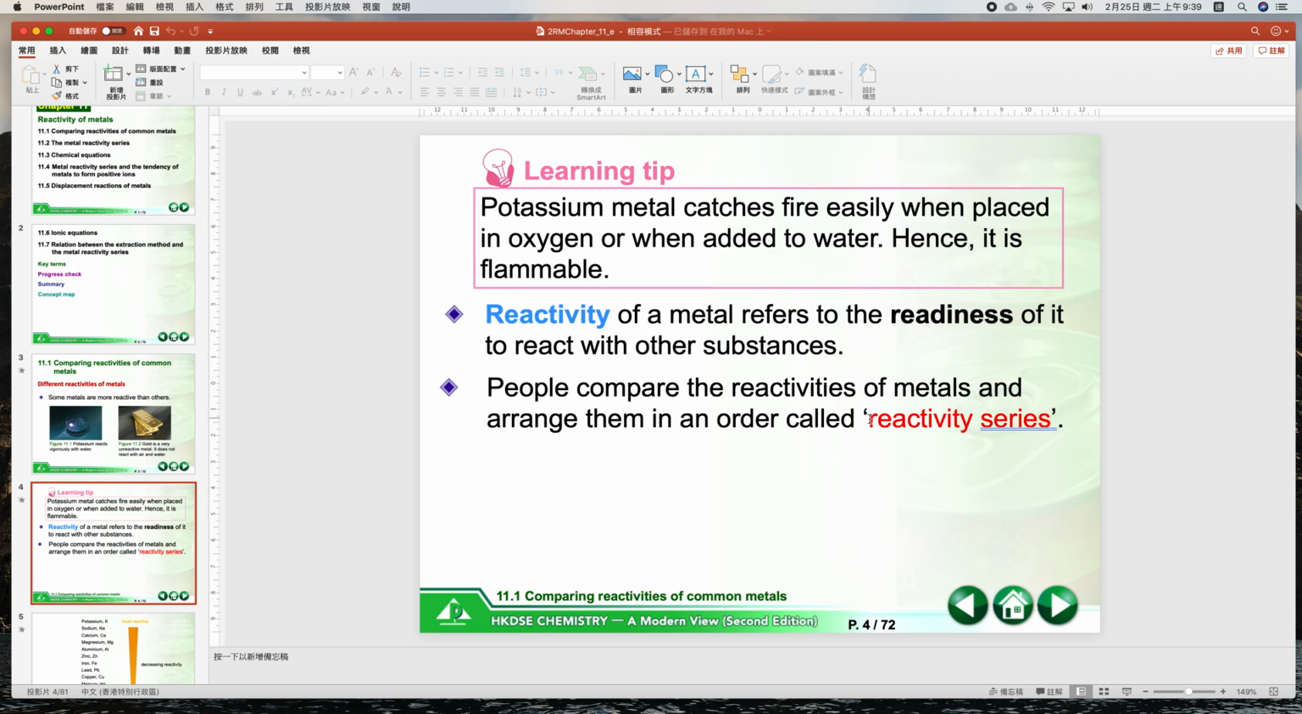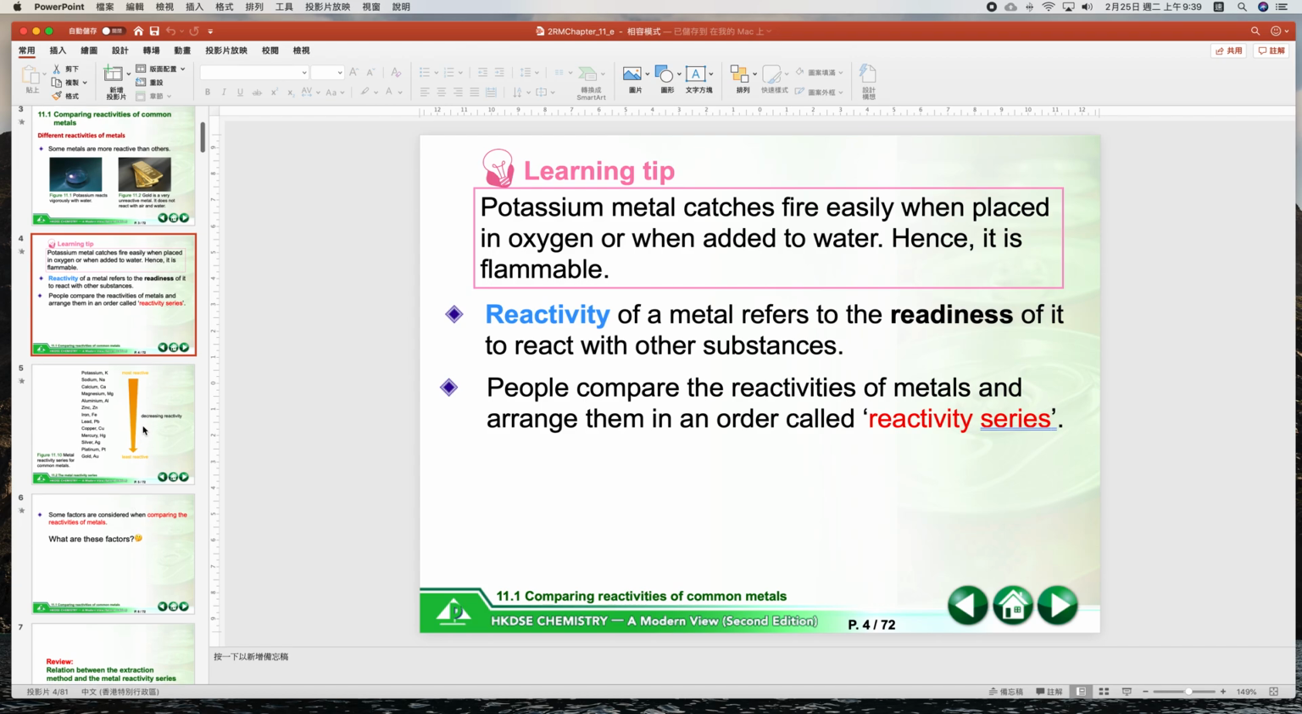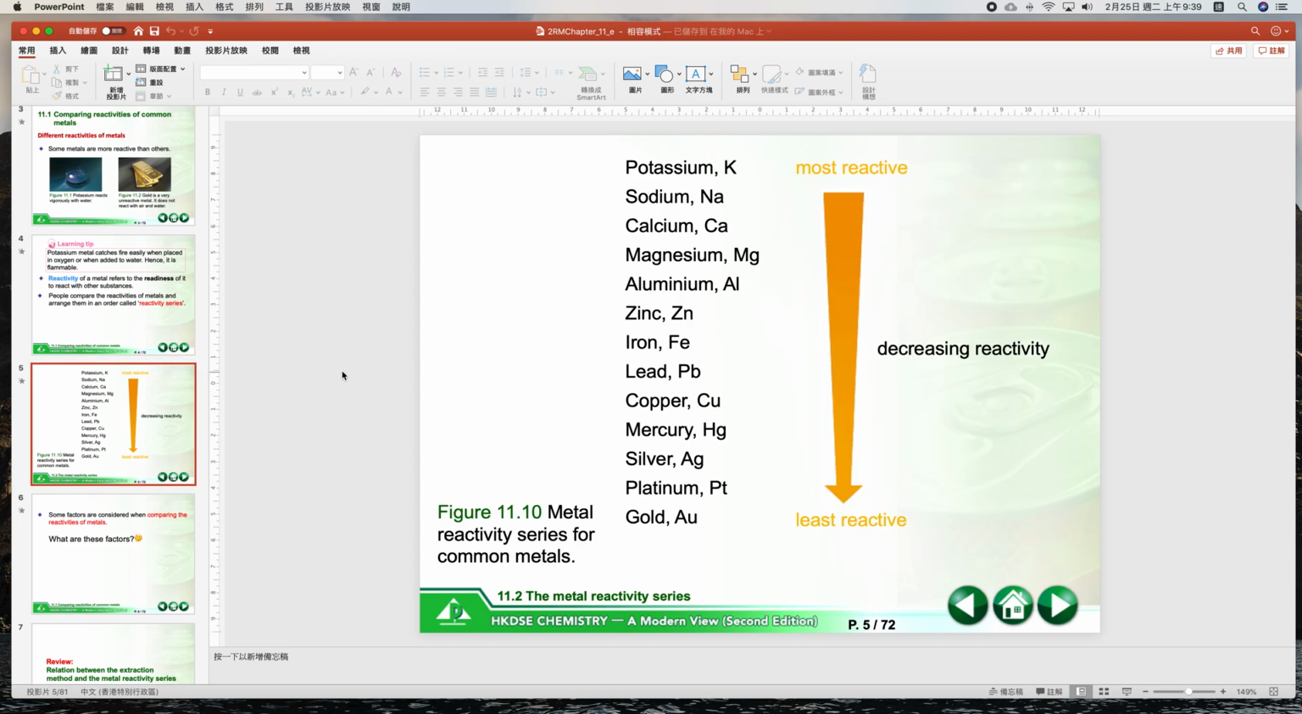Later on, we will talk about the reactivity series. Actually, it is constructed by comparing the reactivities of metals and then they are arranged in an order. I'll let you take a look at the reactivity series. So this is the normal way we show the reactivity series.